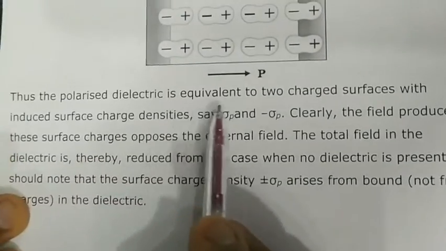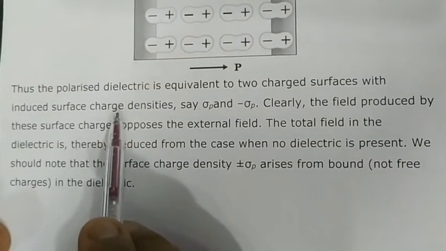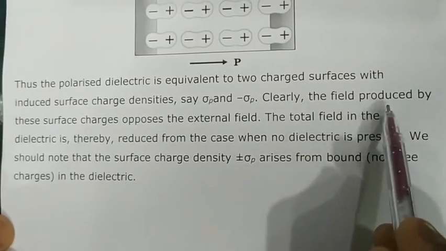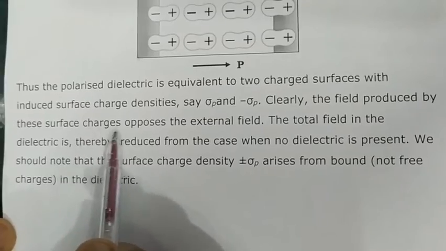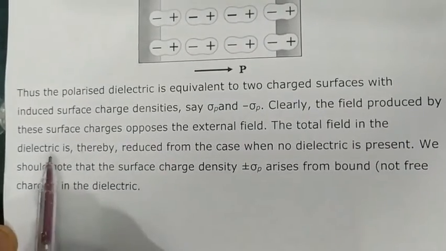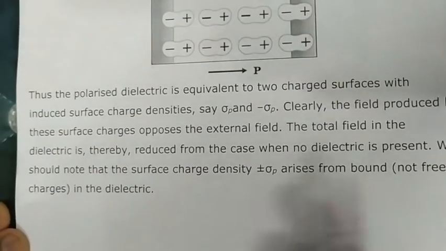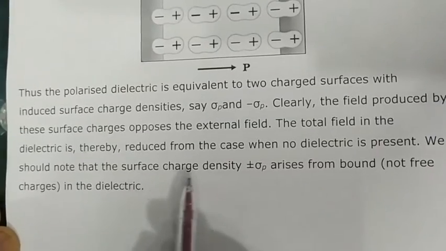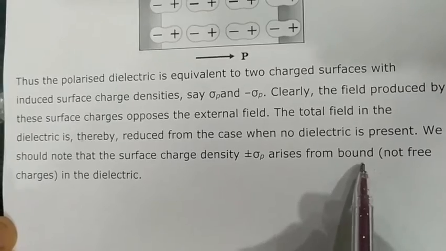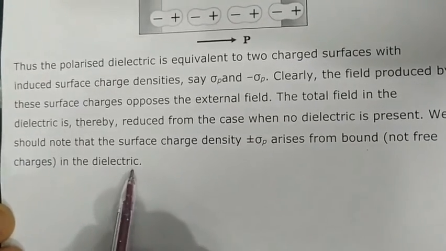Thus the polarized dielectric is equivalent to two charged surfaces with induced surface charge densities, say sigma p and minus sigma p. Clearly, the field produced by these surface charges opposes the external field. The total field in the dielectric is thereby reduced from the case when no dielectric is present. We should note that the surface charge density plus or minus sigma p arises from bound, not free, charges in the dielectric.